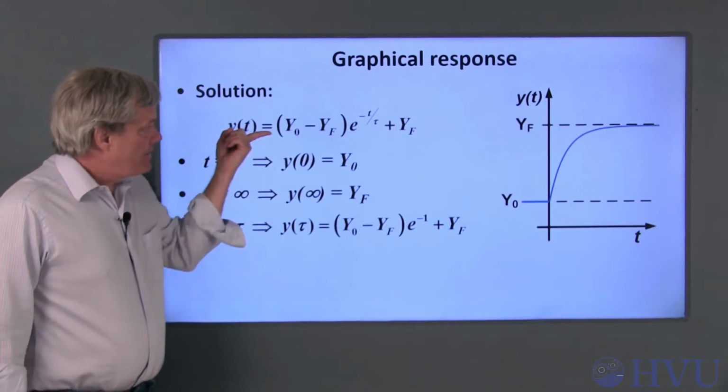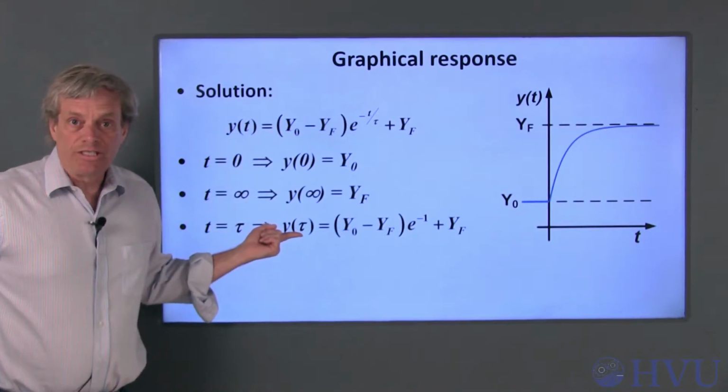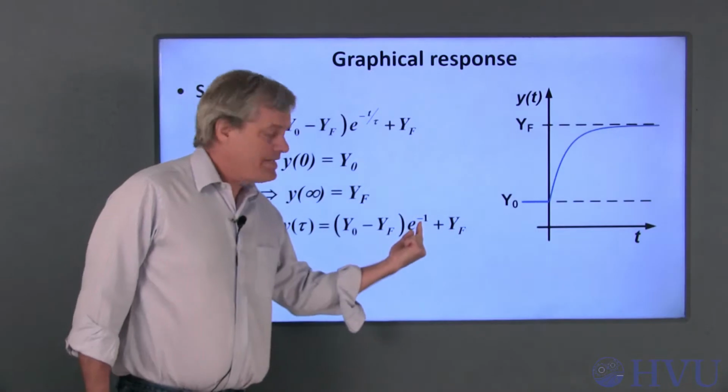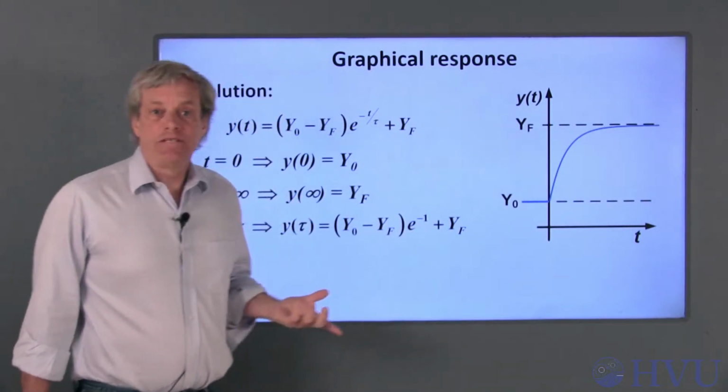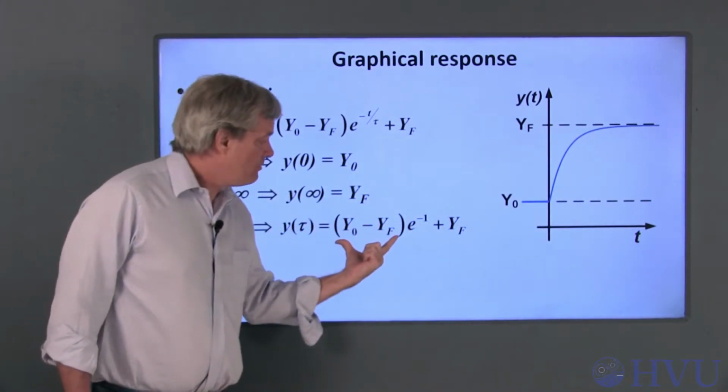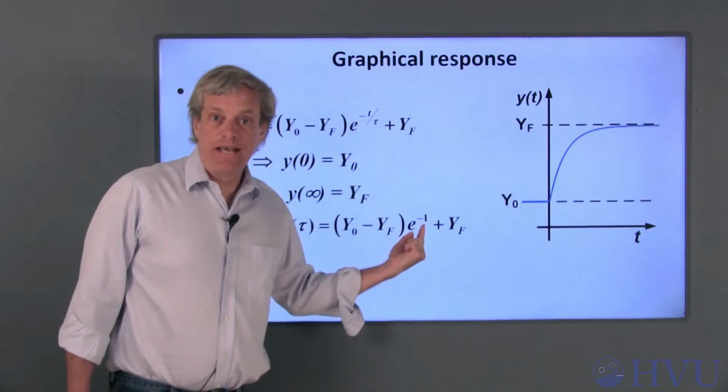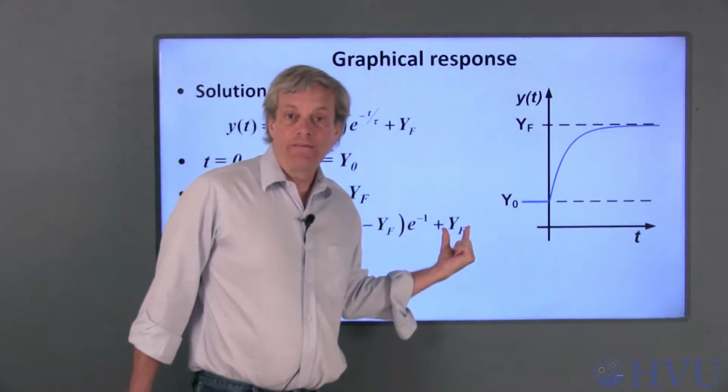If I evaluate this function with time t equal to tau, the exponent here is -1. That means that this function becomes y0 minus yf times e to the -1 plus y sub f.